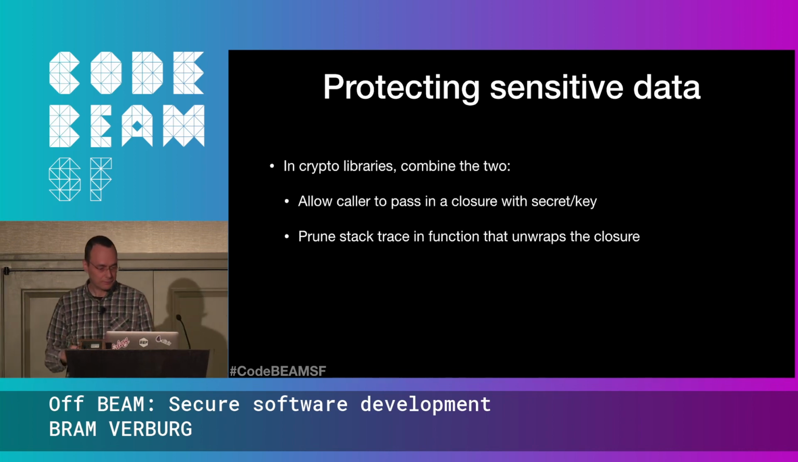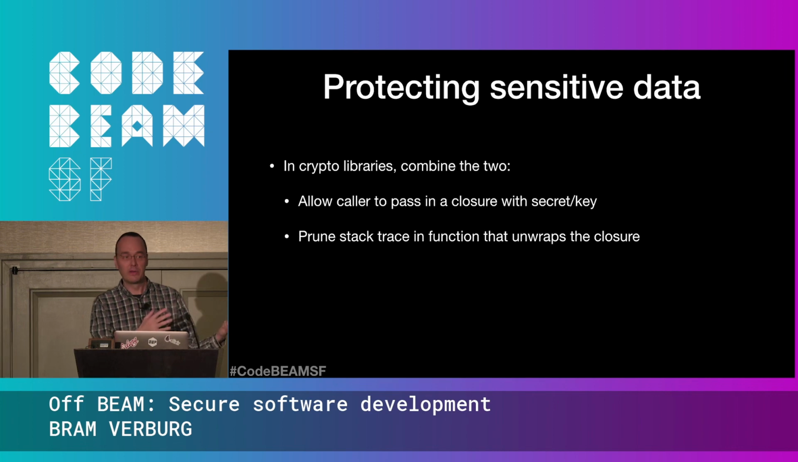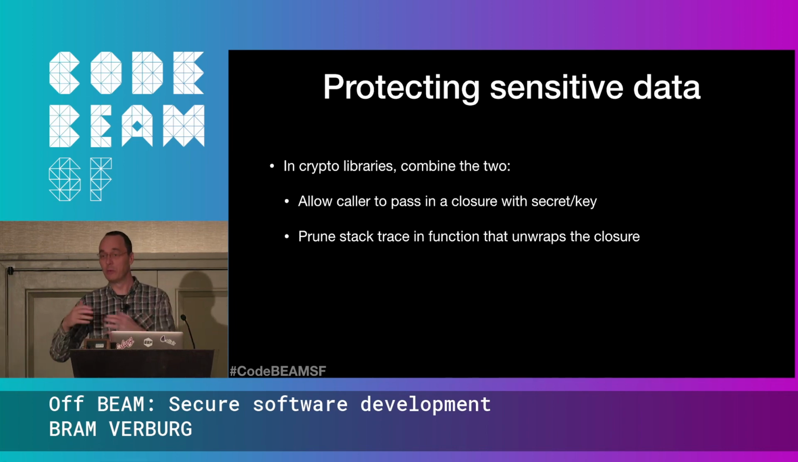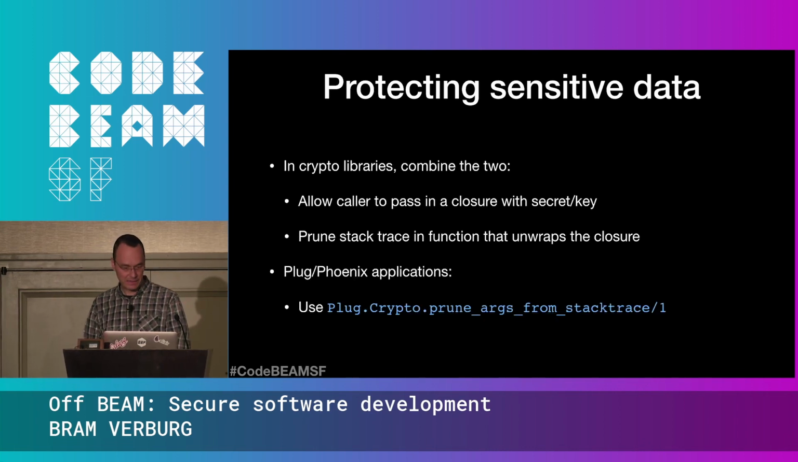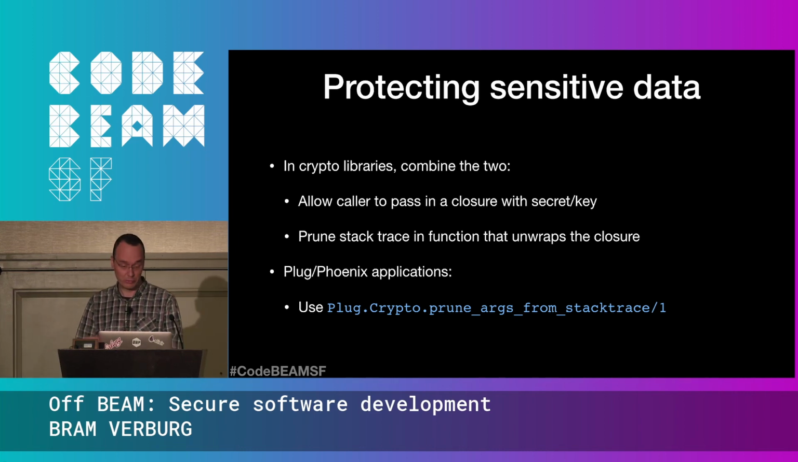So these two techniques, as I showed you, can be combined to allow, in your own functions, the caller to pass in a closure instead of a secret as a binary, and then prune the stack trace in the function that unwraps it when you have to pass it into an API that doesn't support wrapped secrets. Now, this stack trace pruning technique is used in the plug crypto package. That's where I stole it from, and you can use it yourself. It's a public documented function. You can use it in your own applications.